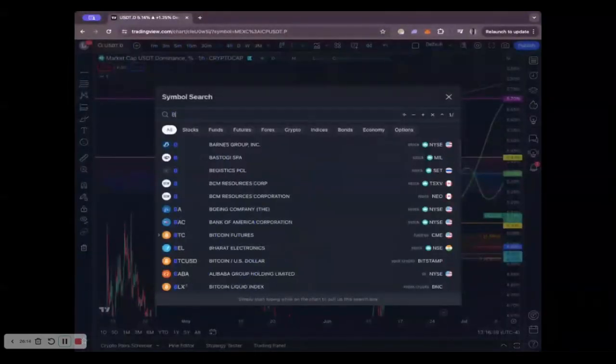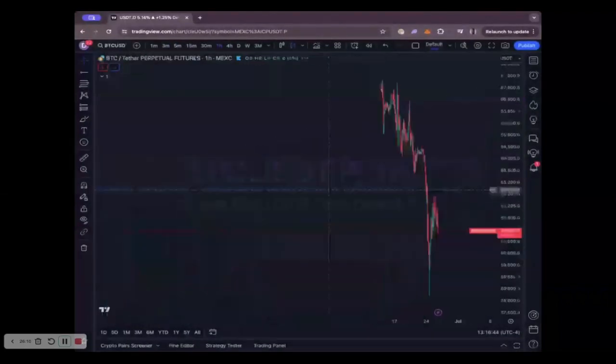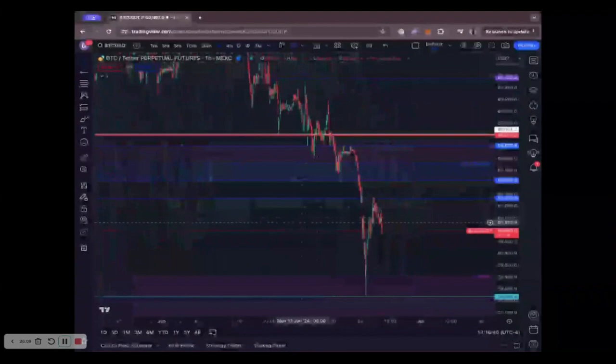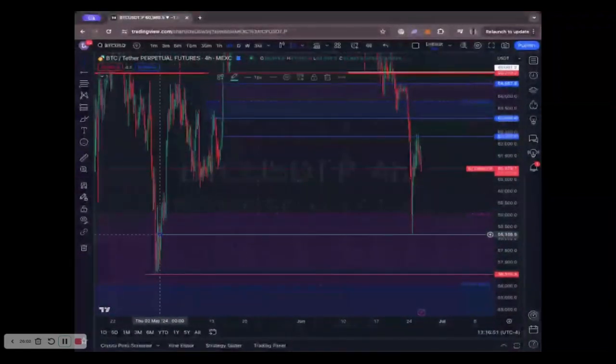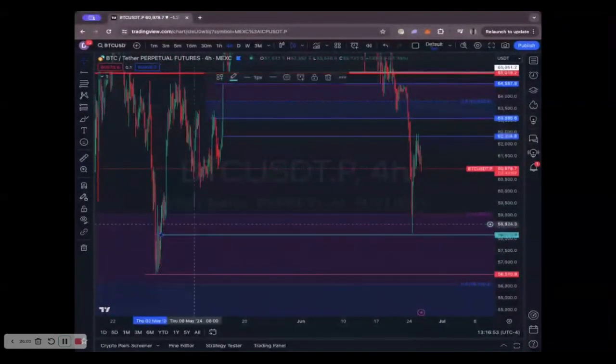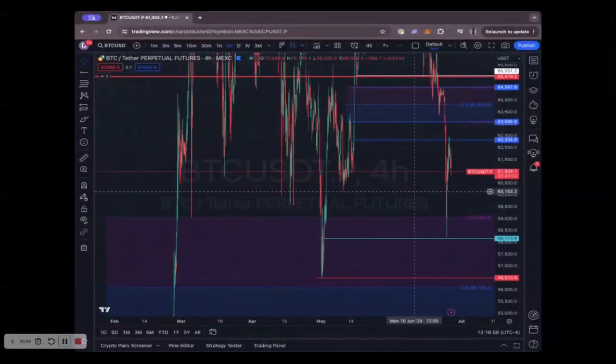So what does that mean with everything else? What does that mean with Bitcoin? What does that mean with Ethereum? That's what you guys are wondering, obviously. What does that mean with all the other coins? With Bitcoin specifically, there is this equal low right here at 58,173. So honestly, I do think the draw is still going to be down here.